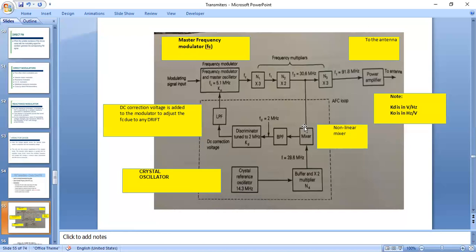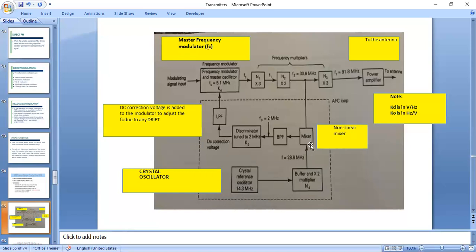So here you may observe this crystal oscillator frequency is 14.3 megahertz. It will be multiplied by a frequency multiplier that doubles the frequency, which is equal to 28.6 megahertz, and it will be given to the mixer.